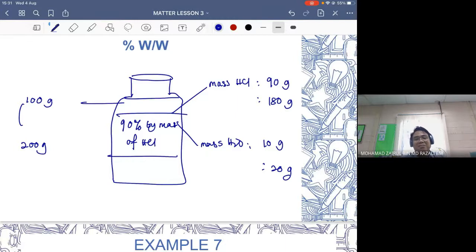So this is basically percentage by mass. Ini adalah percentage by mass. So okay, boleh dengan konsep percentage by mass ni. Okay.